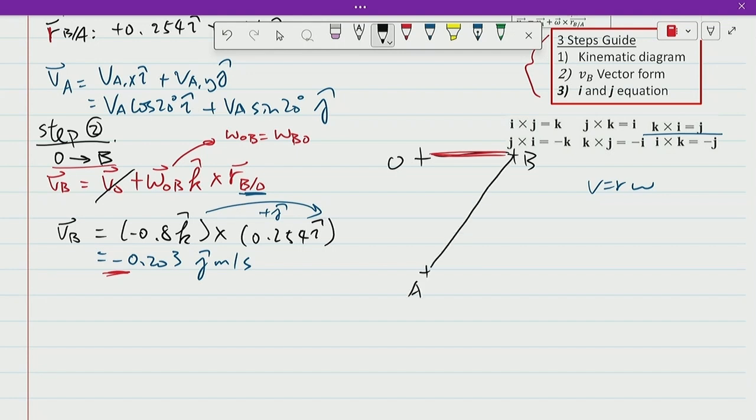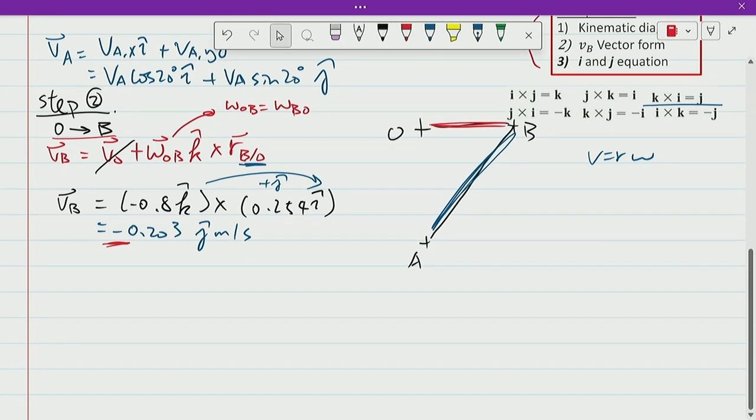Now let's look at A. You can do B to A, but I usually like converging onto a point when you get multiple rods. It doesn't change the solution. Oh, sorry, it changes the steps, but the answer is going to be the same nonetheless. So we're going from A to B.